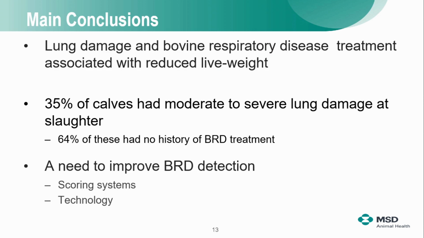So I think what we found from this is certainly we see that the lung damage that we see at slaughter is associated with significant impacts on animals' performance. And I think also that actually incorporating abattoir data into our other clinical data can really give us a true and a better indication of the level of BRD that we might be seeing on a farm.